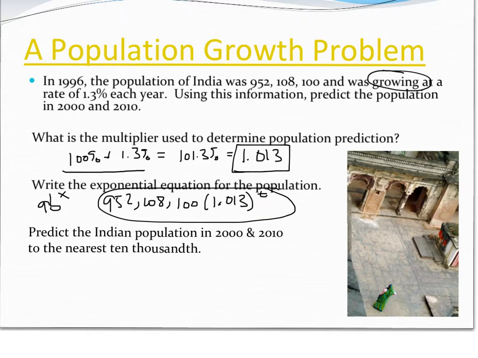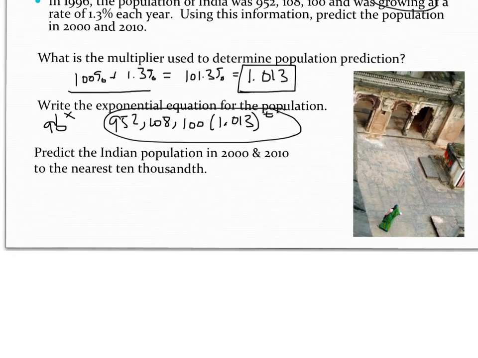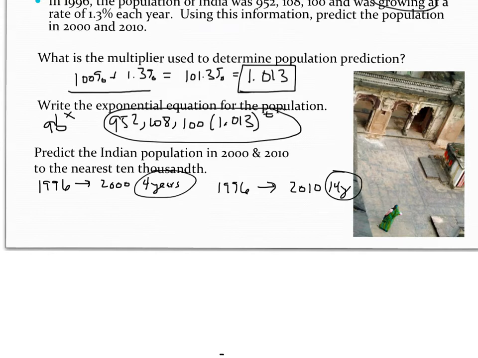And so now we're going to go ahead and predict populations in 2000 and also in 2010. So we started in 1996. So 2000 is 4 years. So this is what t is going to equal. We started in 1996 to 2010, and that's going to be 14 years. Okay, so now we know what our variable is for each equation. So I'm going to set both up, and then we'll go ahead and calculate those.